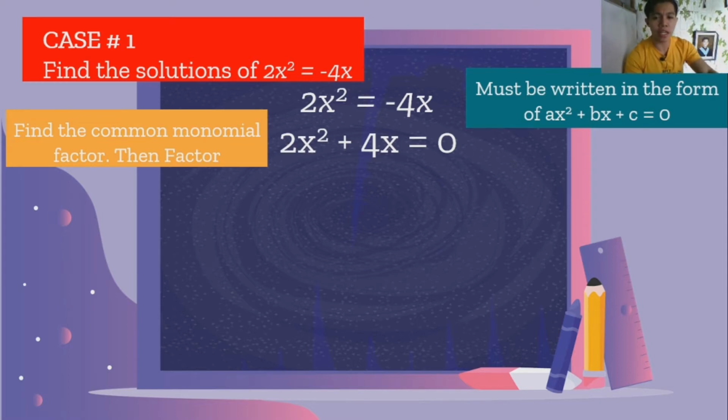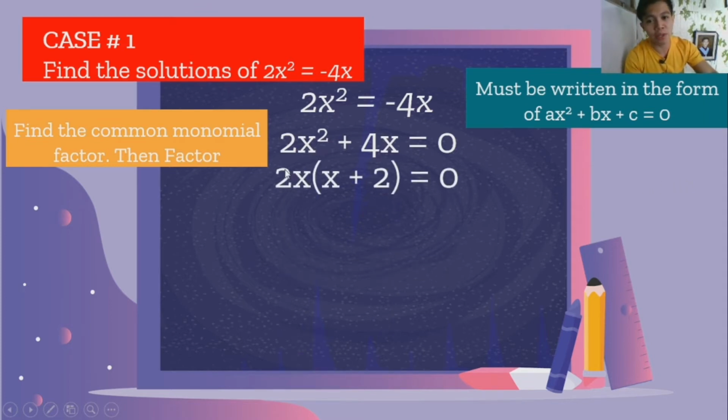Ano ba yung common sa kanilang dalawa? They are both divisible by 2. They are both divisible by x. Sinabi ko na nga kanina. Okay? So, anong gagawin? Ipa-factor na natin siya. Ilalabas mo yung 2x na yon. Yung 2x na yan, yan yung tinatawag natin na common monomial factor, kasi yan yung common sa kanila.